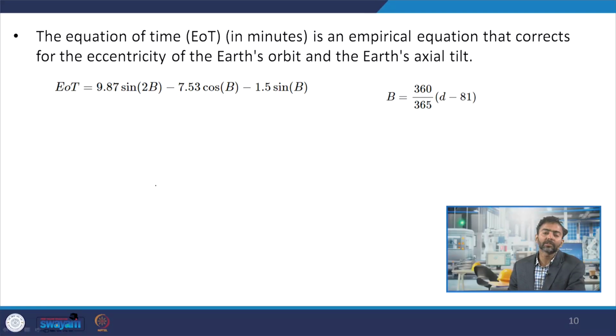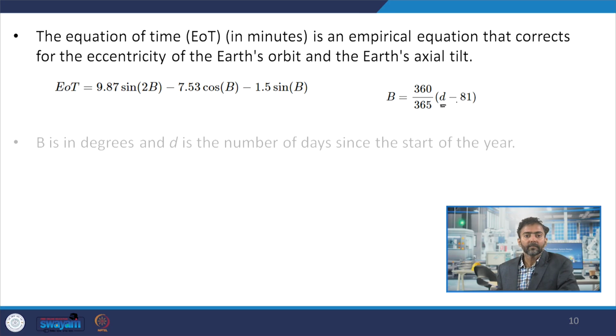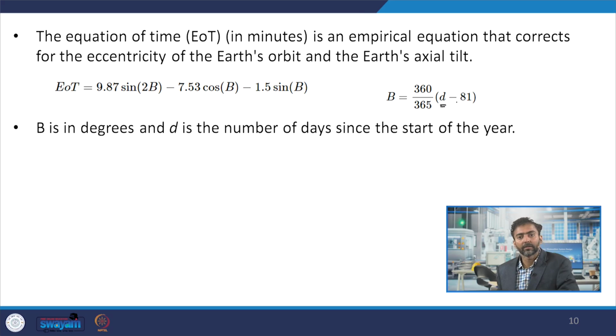We will not look at the derivation of this, this is from empirical observations. So we have the EOT given as 9.87 sin 2B minus 7.53 cos B minus 1.5 sin B, where B is given by this equation, 360 by 365 into (d minus 81), and d happens to be the day of the year. So on January 1 d equals 1, on December 31 d equals 365. And with this, when you put that d as the day number, then the B which you get here, capital B, that is in degrees.